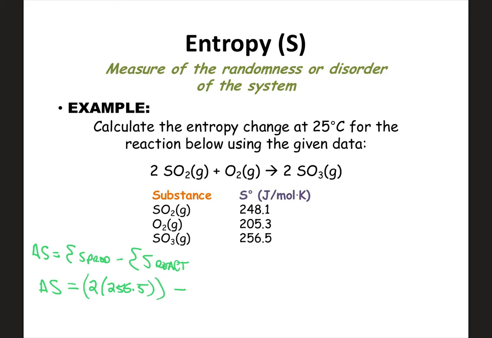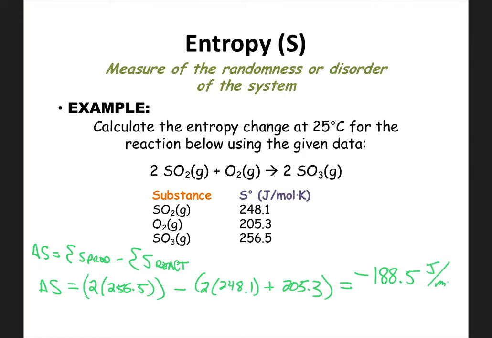All right, so that's all of my products minus all of my reactants here. So the first reactant I have is SO2, but there's 2 of them. So it's going to be 2 times the 248.1 plus, I have the O2 here, but there's just 1 of the O2s. So it's going to be 205.3. All right, but remember here, it's all of the reactants together. So all of the products minus all the reactants. Pay attention to your balanced equation. When you plug and chug this here, you do get negative 188.5. And remember, your units are different.